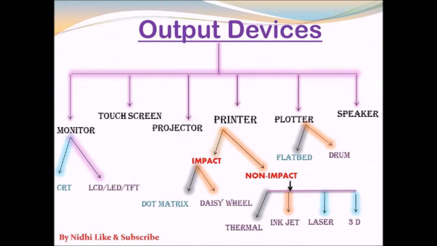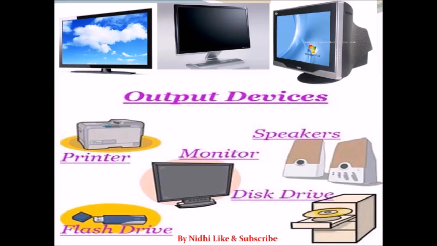Then the next type of output device is plotter. Plotter is further categorized into two parts, that is flatbed and drum. And the last output device is speaker. Okay, so see here in the images, output devices are given. Above, three are monitors, different types of monitors: CRT, LCD, or LED. And then a printer is also given there, flash drive, speakers, and disk drive. So these are a few output device images.